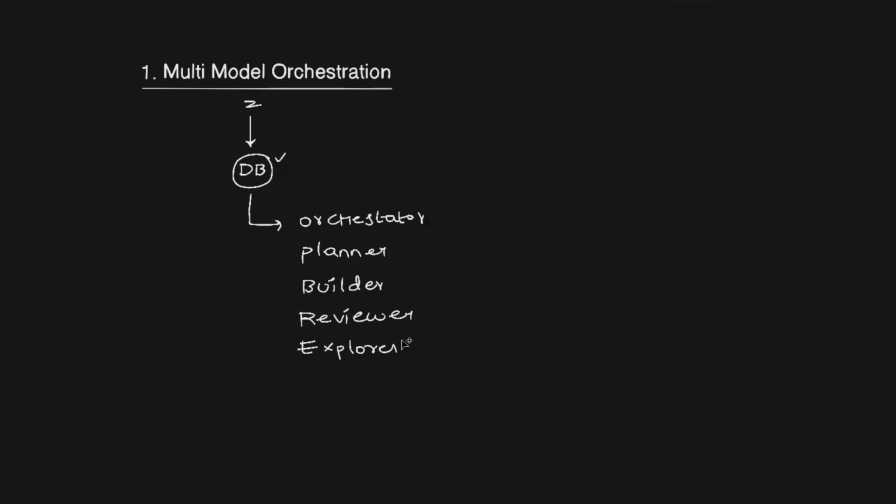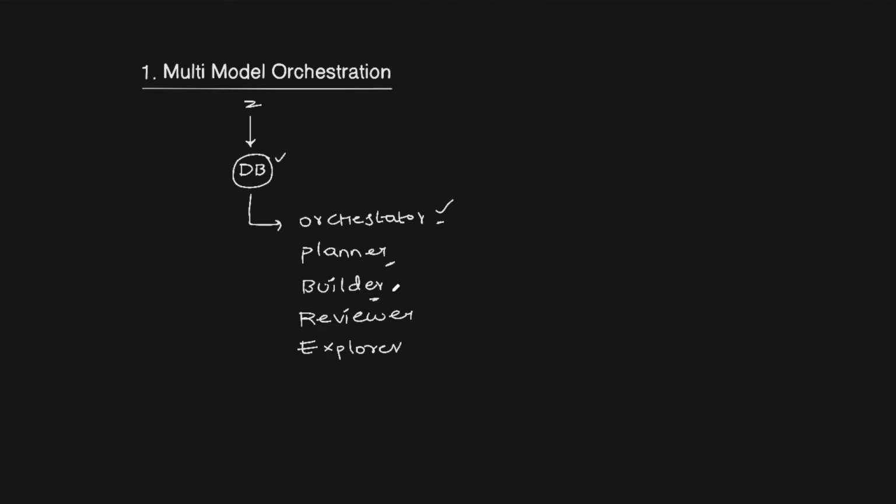Here, the orchestrator is responsible for running the main loop. It classifies the tasks and it delegates the work. Then the planner takes the responsibility of designing the approach, maybe writing some specs.